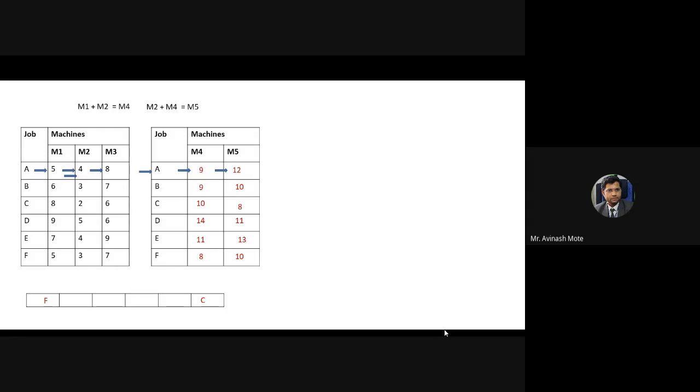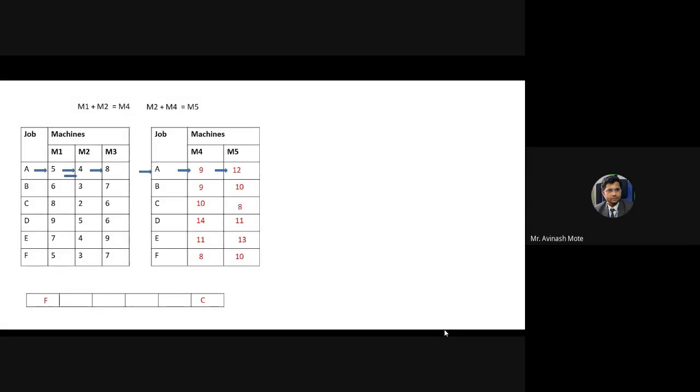Now the tie condition. Just listen. Both the 9s are in the M4 column, in the first column. It means both jobs will come at the left side. Now, which should I take first? B I will take first. When there are the same numbers in the same column, the second column is important. Check the other column and select the job that has the smallest number in the second column.